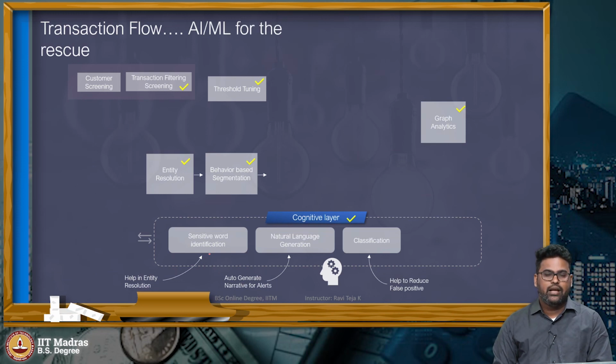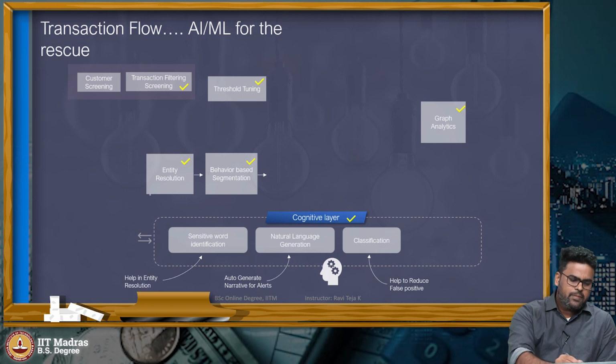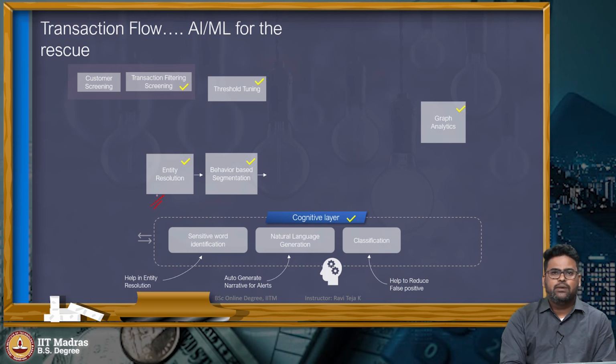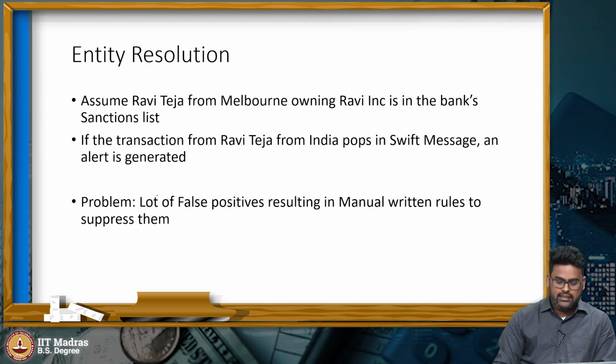These are the areas where data science is getting used. So let's see what each of these particular blocks represent and how they are helping in combating the financial crime space. Let's take the case of entity resolution. So what is entity resolution?